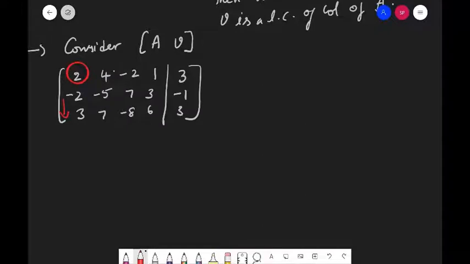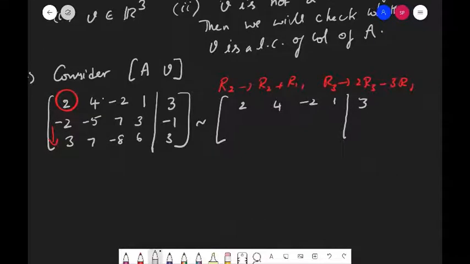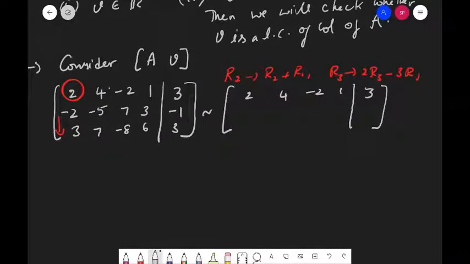The operations we want to apply here are for R2, R2 plus R1. For R3, 2 times R3 minus 3 times R1. Right. Now let us look at how this matrix is transformed. 2, 4, -2, 1. This is 3 only. And then we have -2 plus 2, 0. -5 plus 4 is -1. 7 minus 2 is 5. 3 plus 1 is 4. -1 plus 3 is 2.